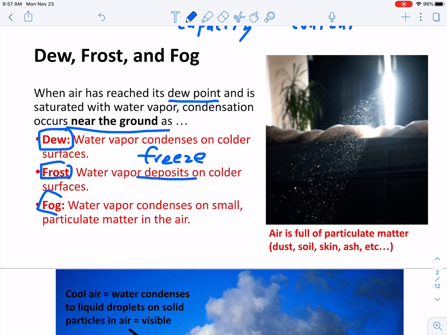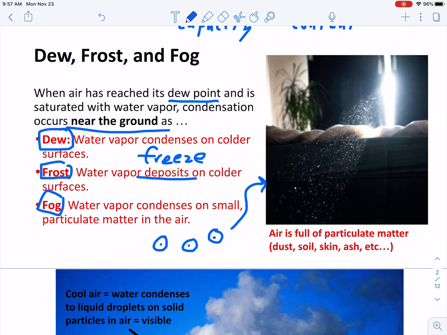Or it could be fog, which is condensation in the air itself. And the way this works is the water molecules are basically attaching to dust and ash and things like that that are in the air. And you think, wait, that's present in the air?